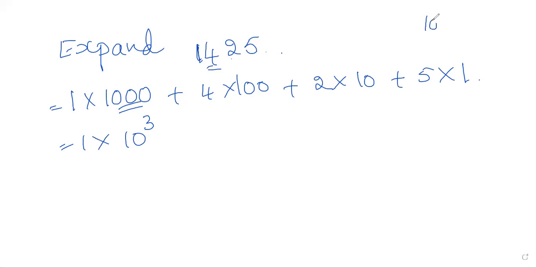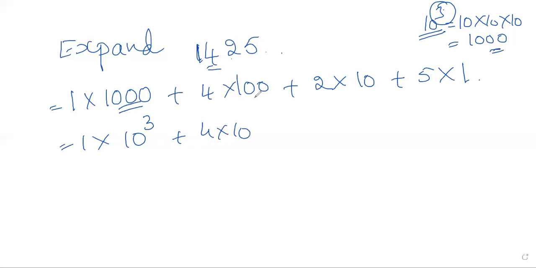That means, what is 10 cube? We have to multiply the base, that is 10, how many times? Power times, that is 3. Multiply 3 times. 10 tens are 100, 100 tens are 1000. So 10 to the power of 3 is 1000. Plus 4 into 10 to the power of, how many zeros are here? 2. So write 10 square. 10 square is 100. 10 to the power of, how many tens are here? That is 1. 10 to the power of 1 into 5.